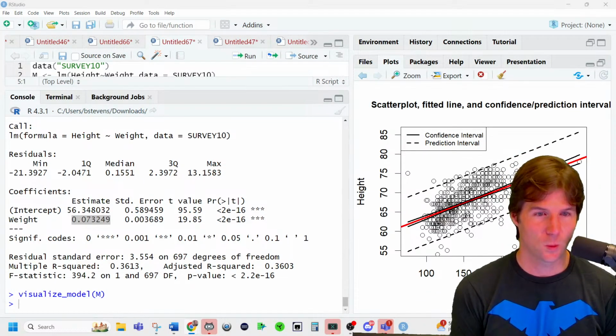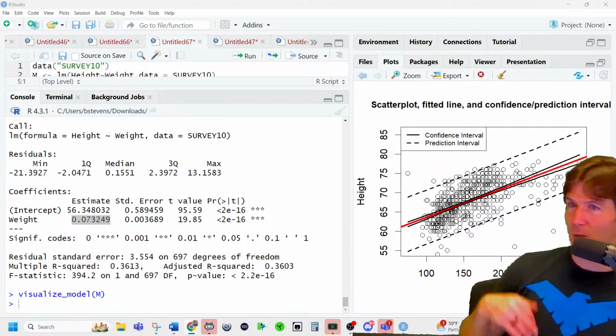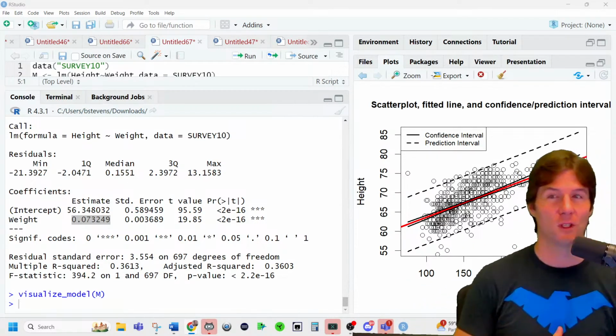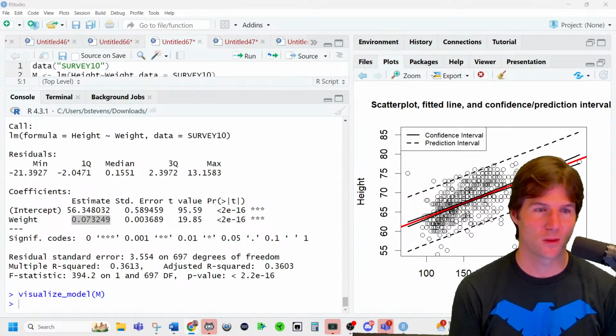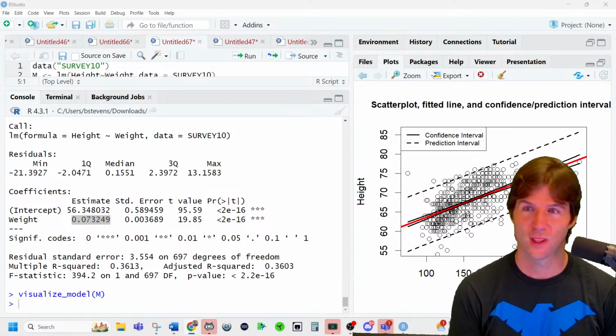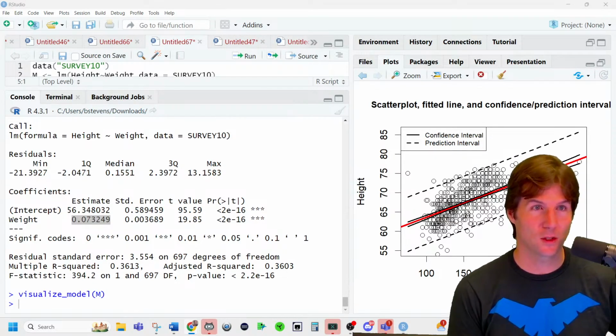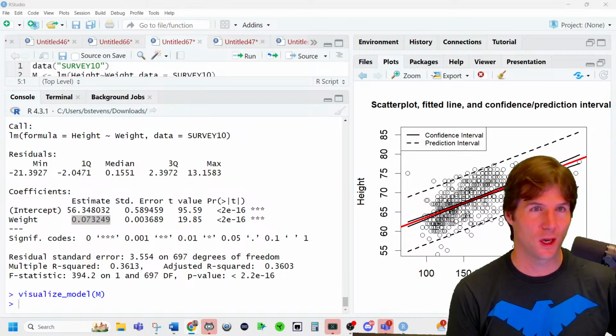For each 1 unit increase in weight, which I'd probably say for each additional pound, because that's what weight is in pounds. For each additional pound, we expect someone's height to increase by 0.0732 inches on average. Does that make sense? And if you look at MuBot's answer, for each additional 1 unit increase in X, we expect Y to increase/decrease by B1 on average.